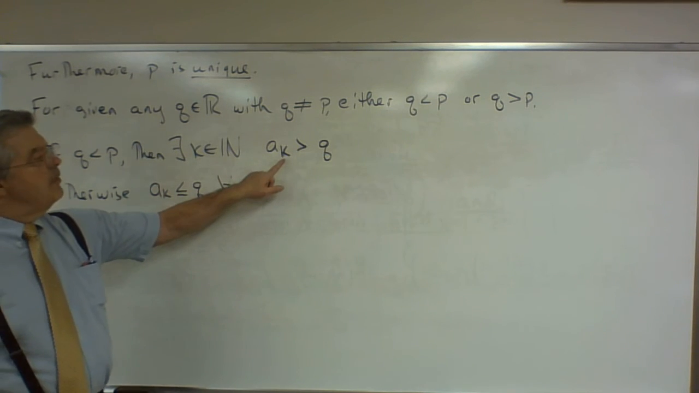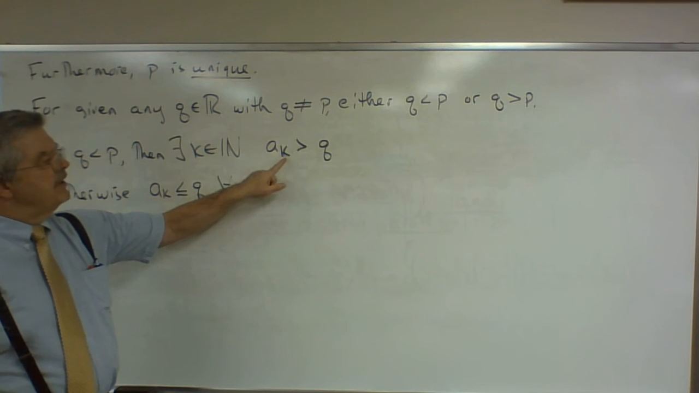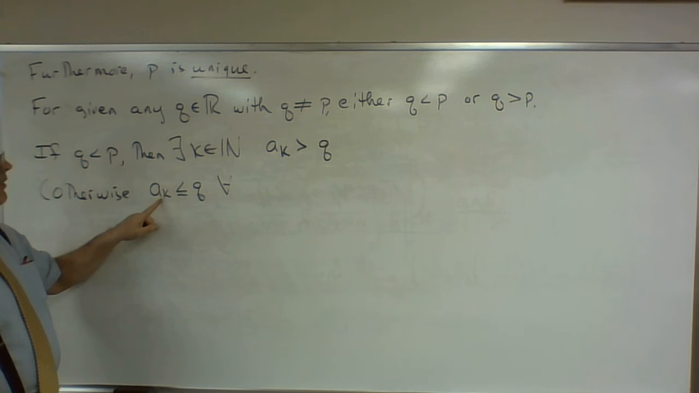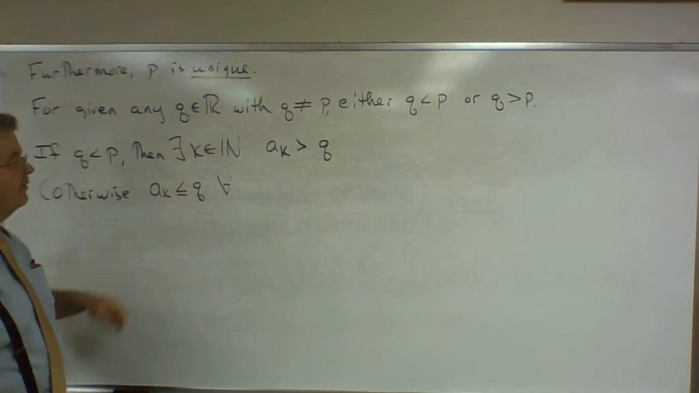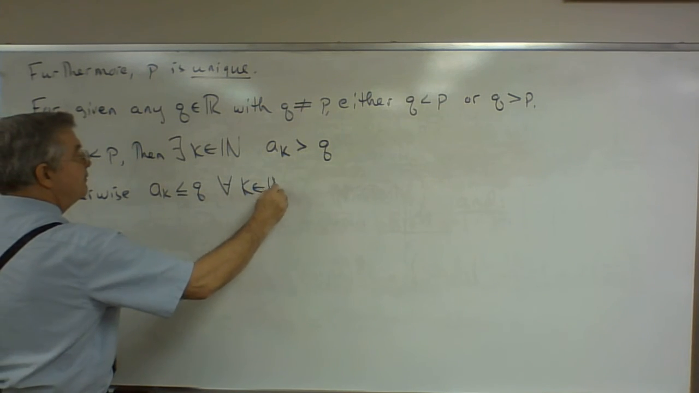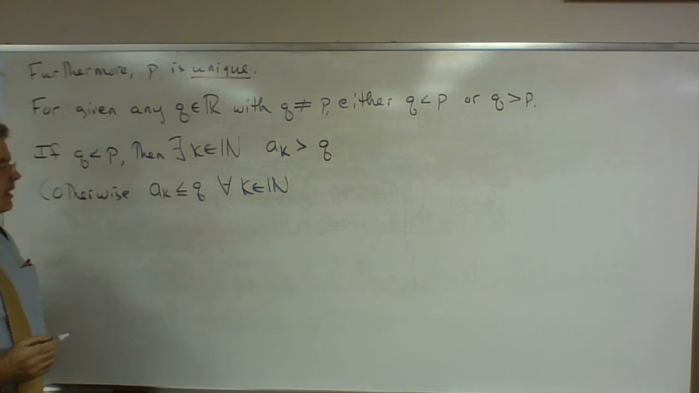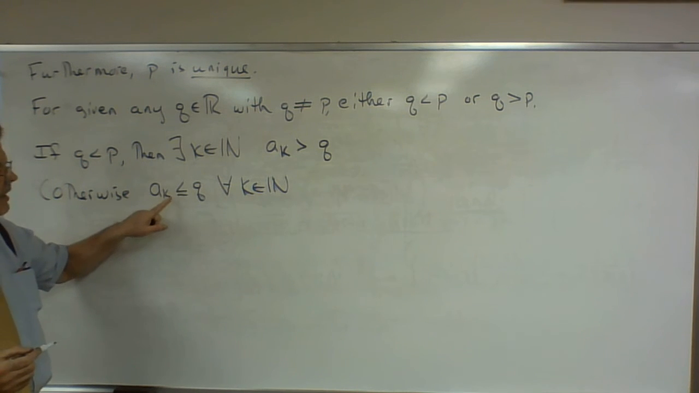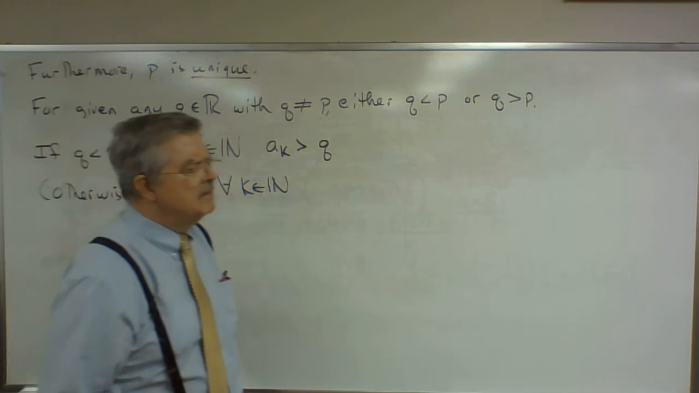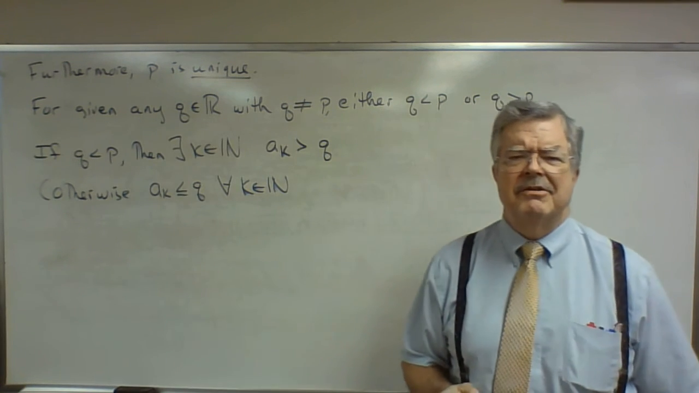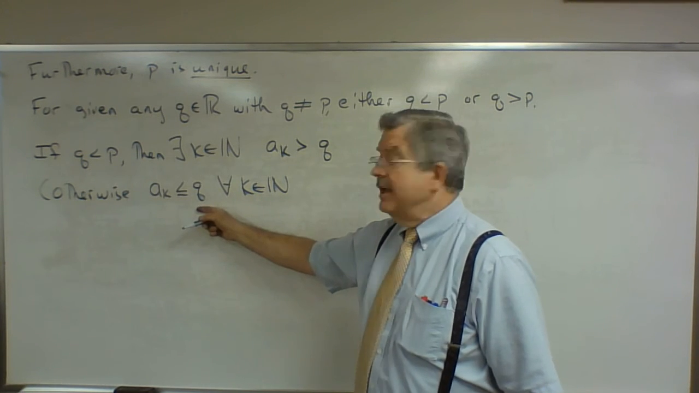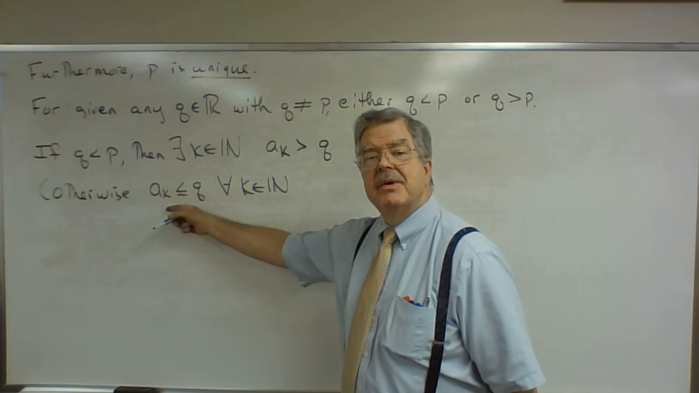If there's no natural number K such that A sub K is greater than Q, then A sub K is less than or equal to Q for all natural numbers K. So what does that tell us? That means that Q is an upper bound of this sequence A sub k.